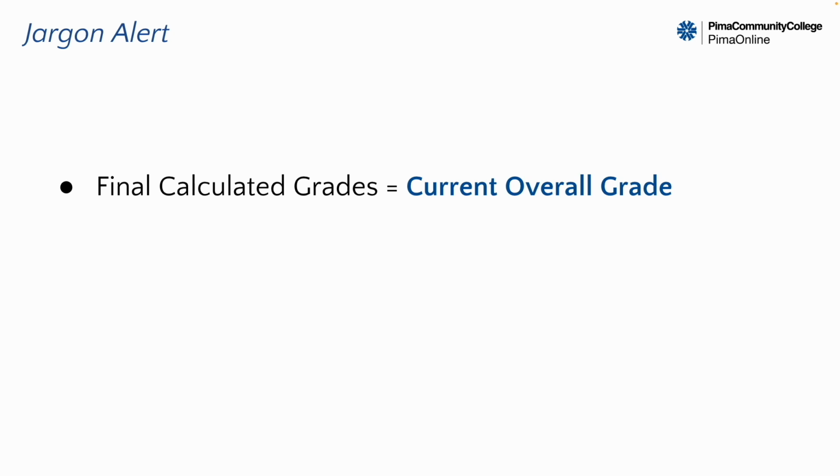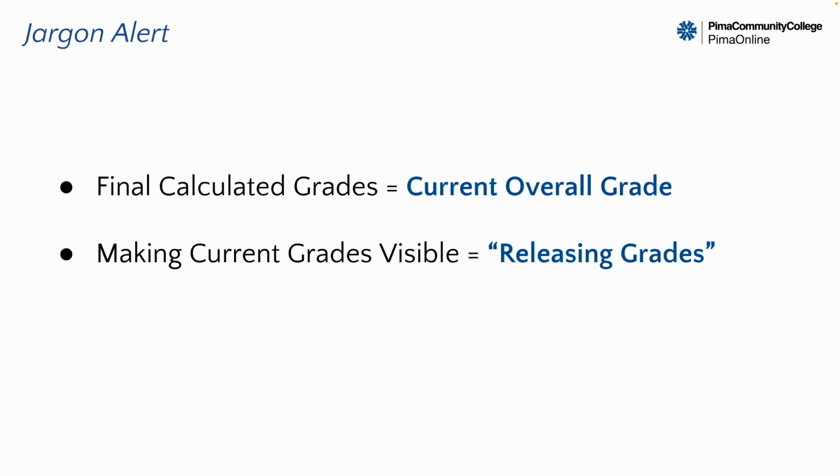And you can manually go in and change it, but the default phrase used inside D2L is final calculated grades. Secondly, if somebody says, make current grades visible, that's what D2L calls releasing grades. And that's something you're going to need to do because of a glitch in which, I don't know why, some students regularly appear as not being able to see their final calculated grade or their current overall grade. We're going to walk through how to do that.